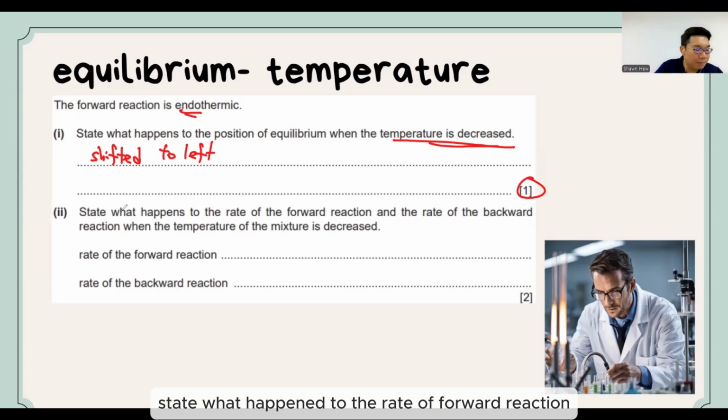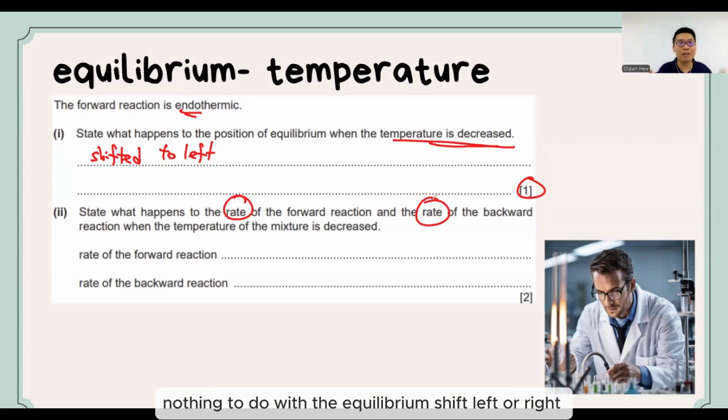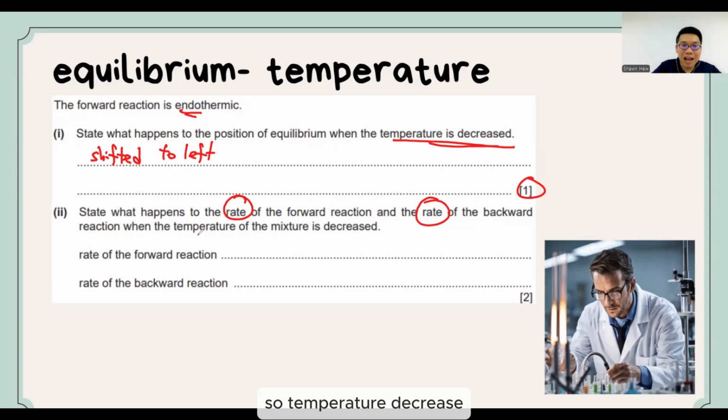State what happened to the rate of forward reaction and backward reaction. Here they specify they want the rate, nothing to do with the equilibrium shifting left or right. They ask about the rate. So when temperature decreases, any rate will decrease, because lesser temperature means lesser kinetic energy. So the rate will definitely decrease.